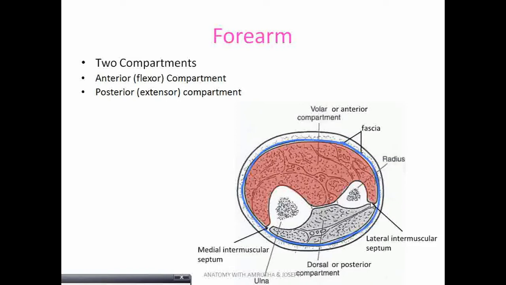So now here the intermuscular septa, the bones and the interosseous membrane divide this area into 2 parts: anterior compartment or volar compartment, and posterior compartment or dorsal compartment. Anterior compartment is also called the flexor compartment. Posterior compartment is also called the extensor compartment. It is called the flexor compartment because it causes flexion of the wrist. The muscles of this area cause flexion of the wrist, whereas muscles of this region cause extension of the wrist.